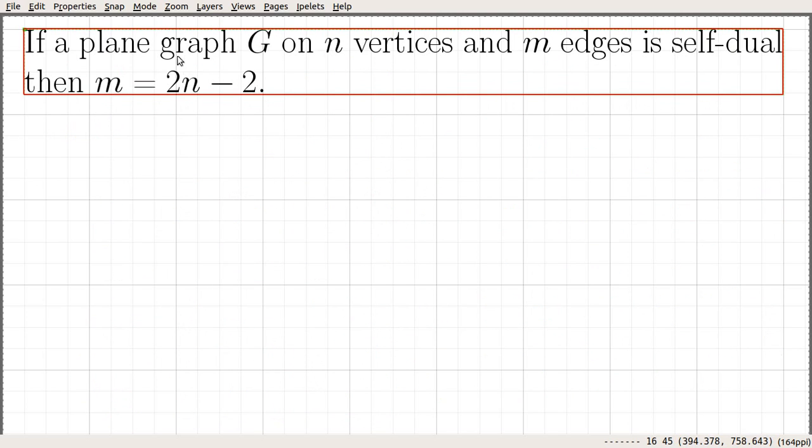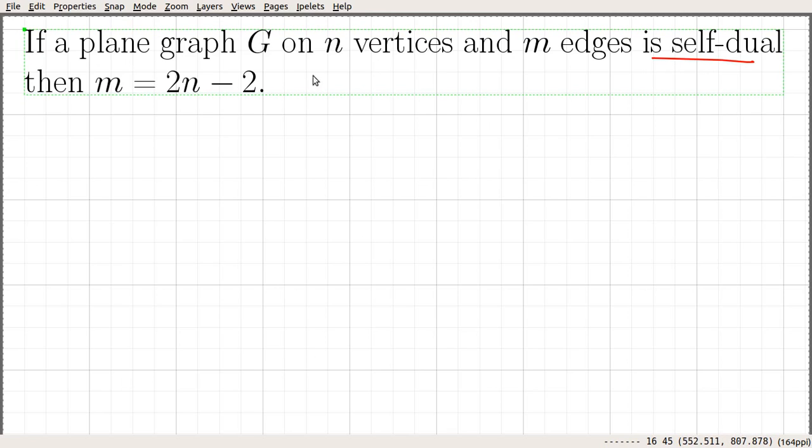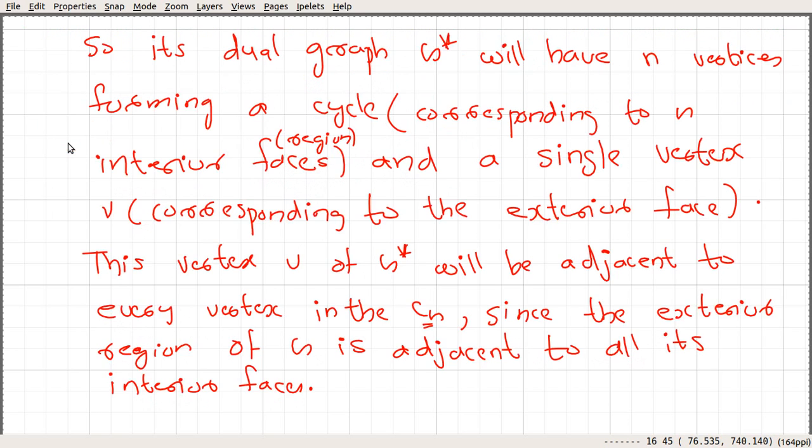So let's prove a statement related to a plane graph. It's a very simple statement and it is very easy to prove. If a plane graph G on n vertices and m edges is self-dual, then we have this relation: m is equal to 2n minus 2. So let's go and prove this statement.